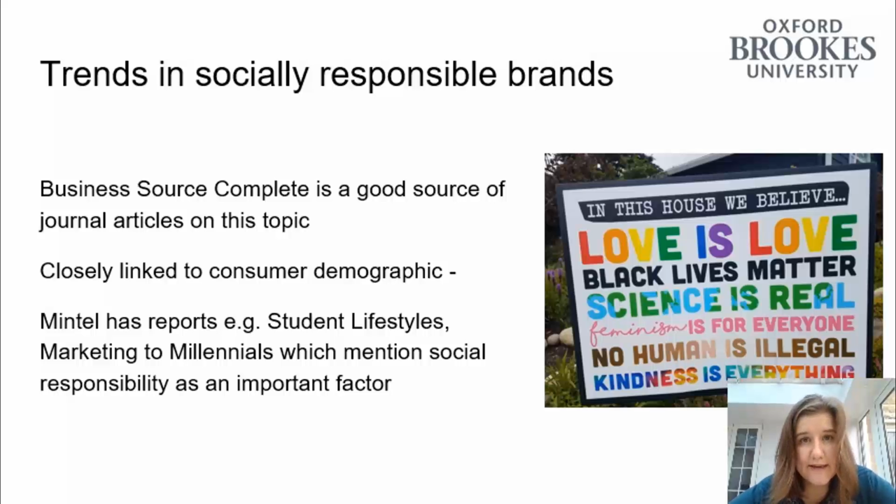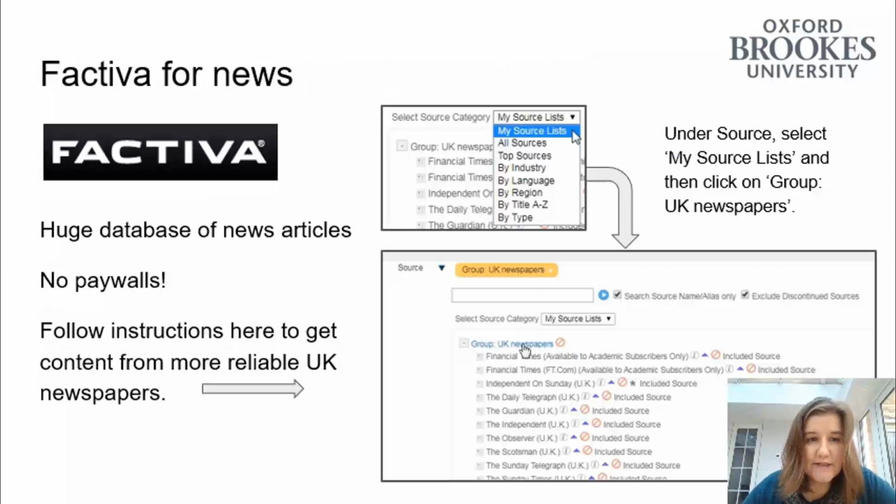This is obviously closely linked to your consumer demographic, and you'll find reports, for example, in Mintel that talk about the lifestyles and preferences of this particular group, which notably trend towards more socially responsible brands. So some of those reports, like the ones mentioned on this slide, will help you to find evidence to support any assertions around millennials' preferences. So this is Factiva that I mentioned just a moment ago.